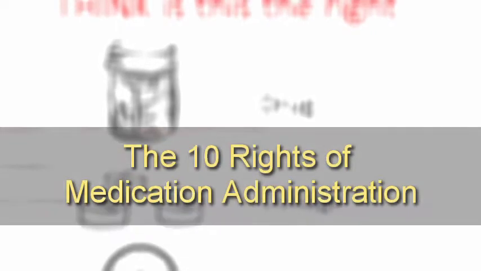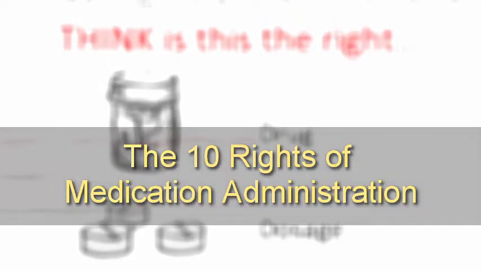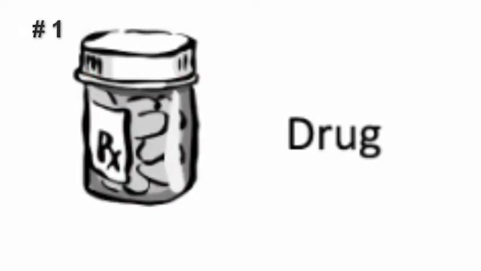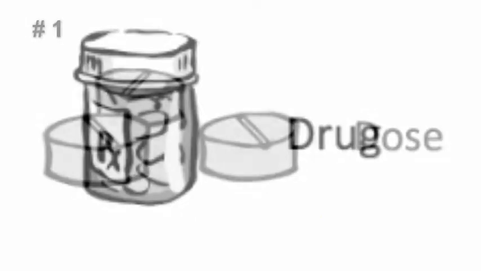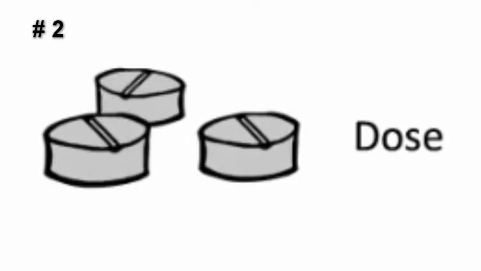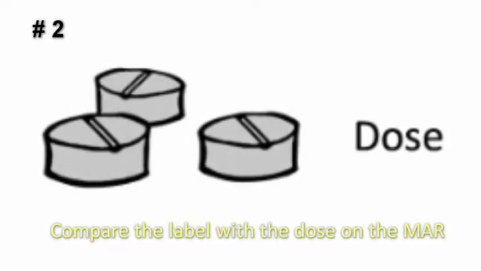Before a medication can be safely given, the care provider must go through 10 safety checks. These are also known as the 10 rights of medication administration. The right drug. Note the name, size, and color of the medication. The right dosage. Always verify the prescribed dosage on the MAR sheet.